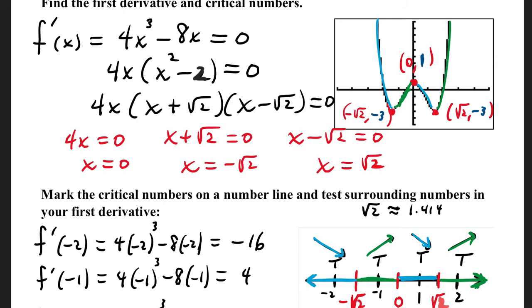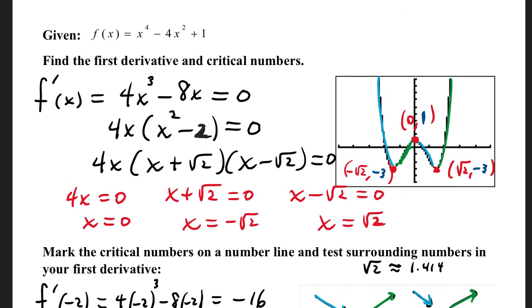So when we go to the original function, which is back up here at the very top, we're going to sub in all these three critical numbers, and just keep in the back of your mind that 0 is going to give us a relative max. The negative and positive square root of 2's will give us the minimum. Here we go.